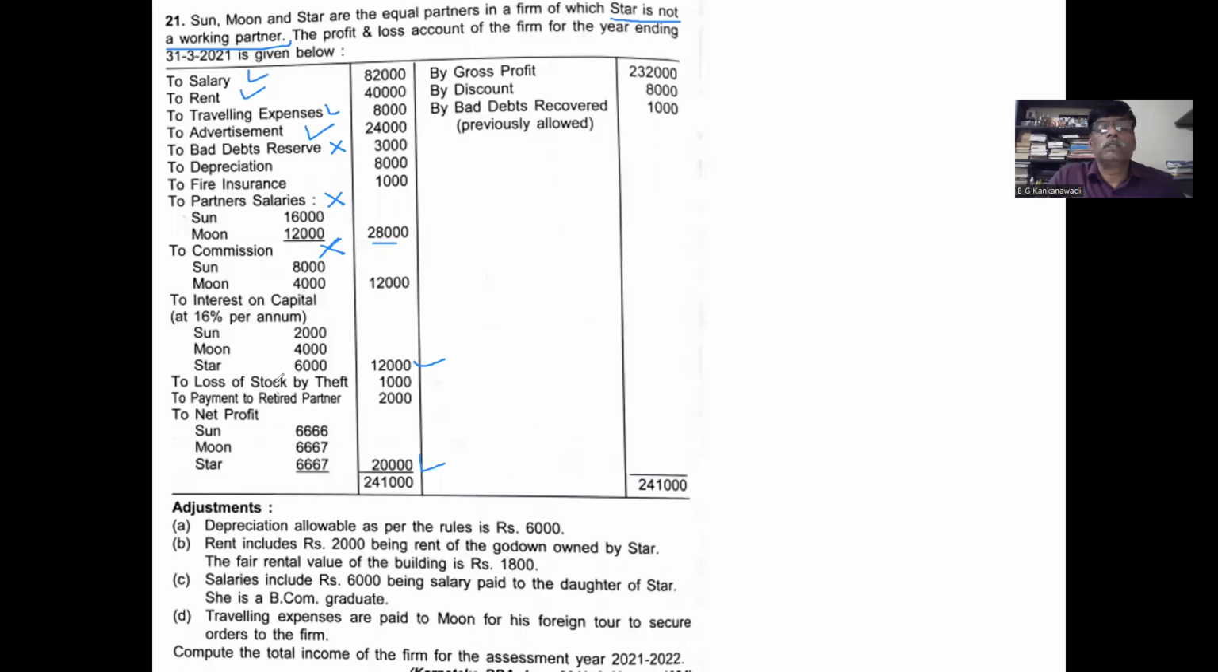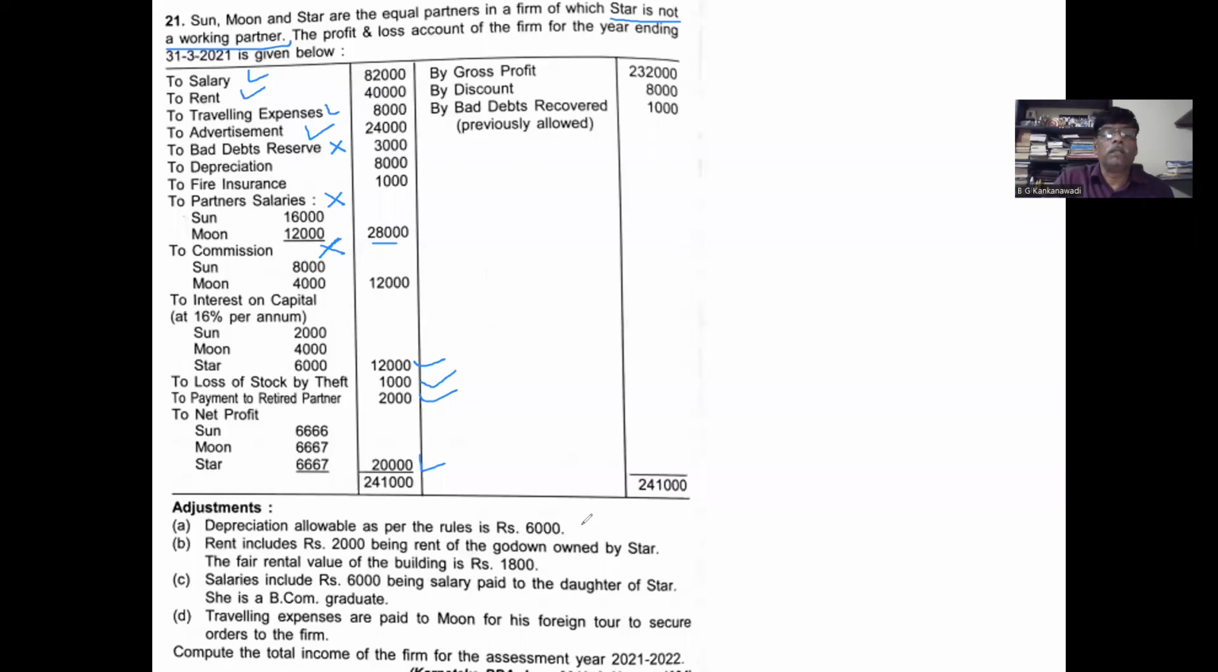So this is considered as in the office premise during the office hours. So 1000 is allowable. Payment to retiring partners is not related to business expense. It is a capital expenditure. So it is disallowed. Okay.